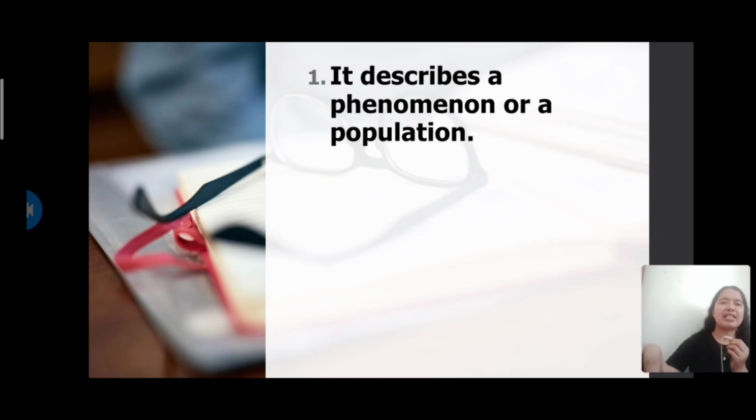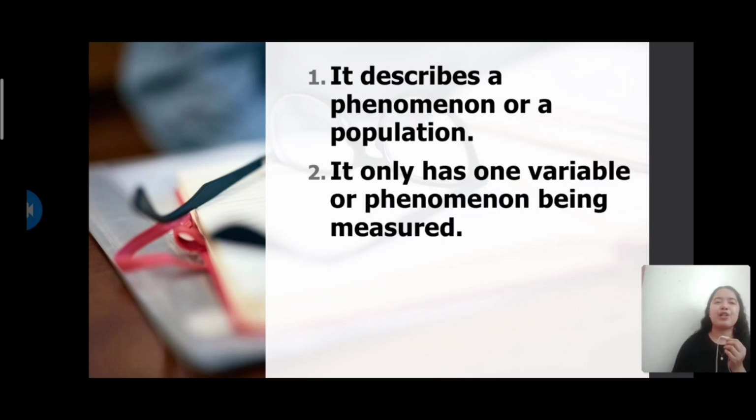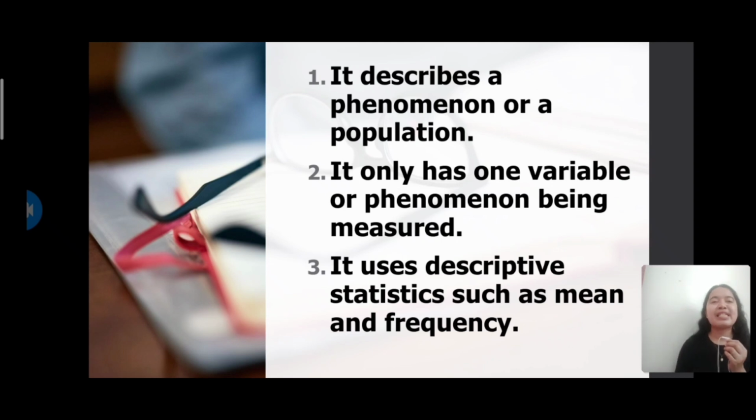For the second characteristic, it only has one variable or phenomenon being described. So it only measures one phenomenon, because if it measures two variables already, then that is no longer a descriptive research. That's a different research design, which we're going to talk about in our next episode. Now for the third characteristic, descriptive research uses descriptive statistics such as mean and frequency. So you have to figure out if your study allows you to use mean or if it is more appropriate to use frequency. And that's it. These are the three main characteristics of descriptive research.